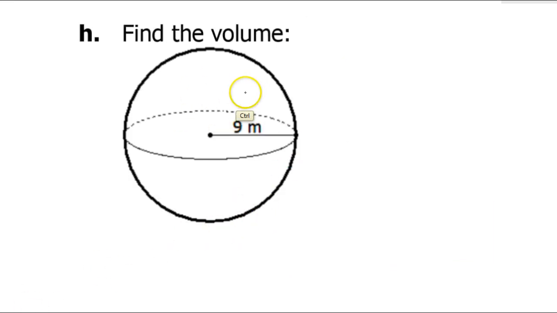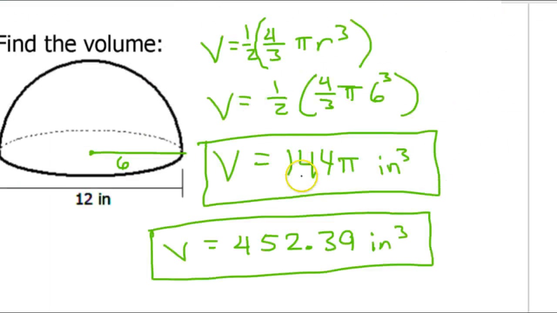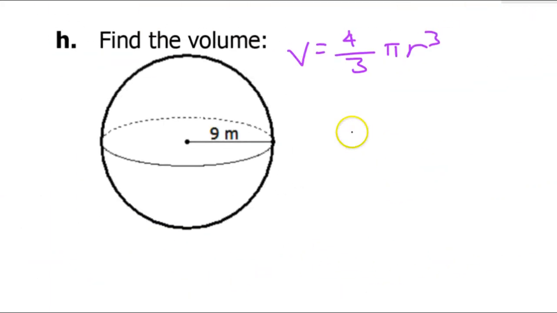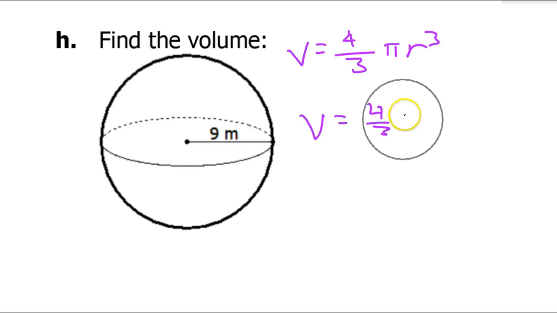Now compare that to this problem. This time we are finding the volume of an entire sphere. So using the formula for the volume of a sphere, 4/3 pi r cubed, I don't have to take half of it like I did last time, when it was half of a sphere. This time it's the whole sphere. So I can just do 4/3 pi 9 cubed, just like that.